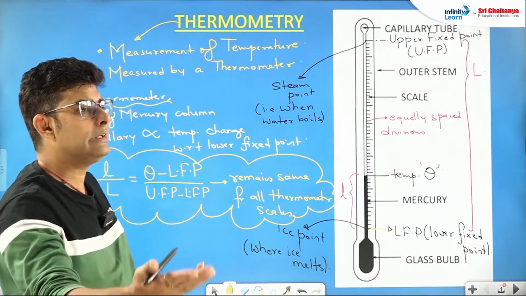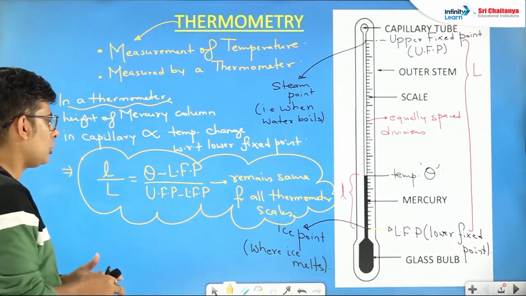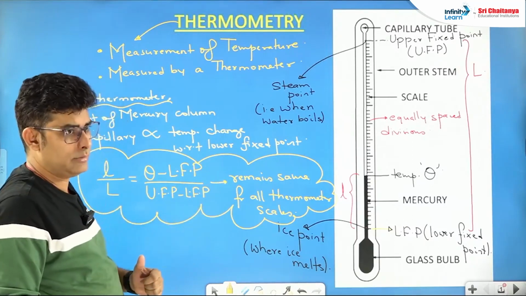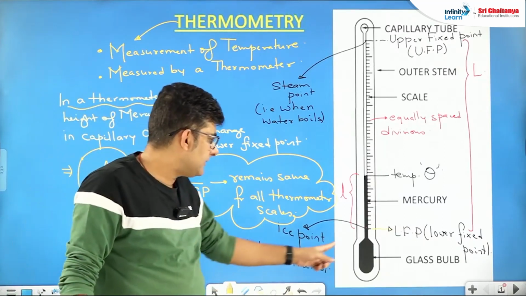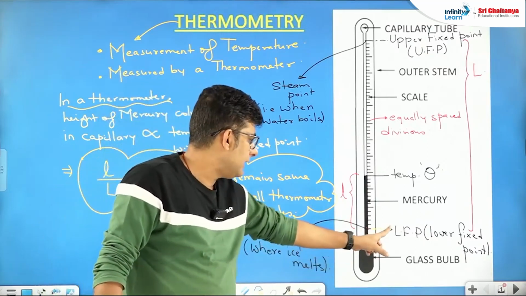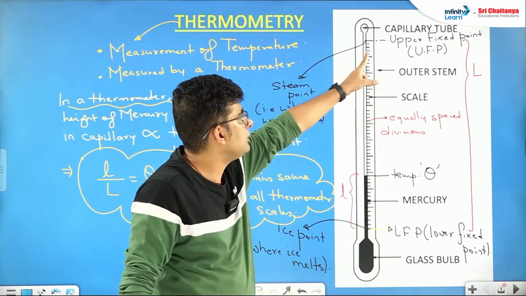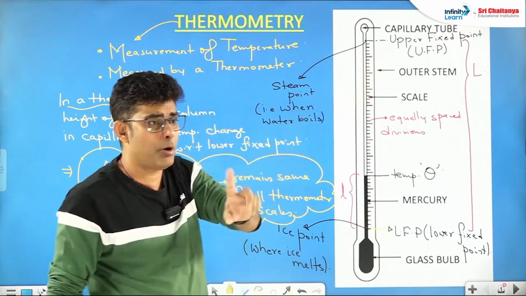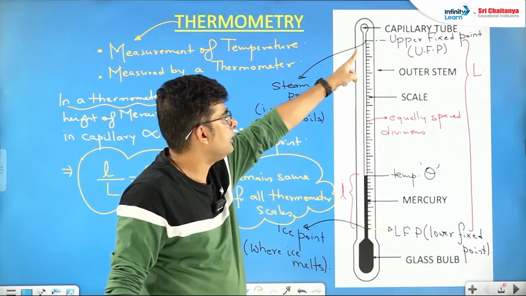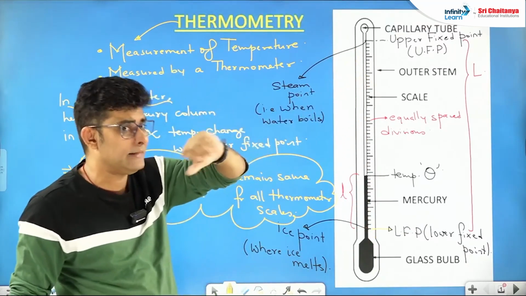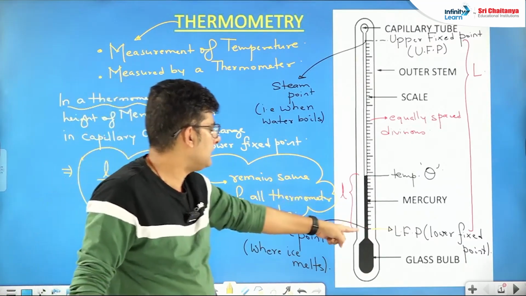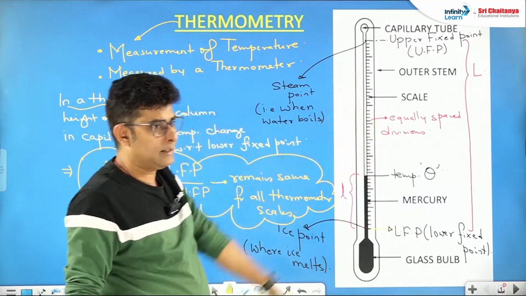So basically I am just converting the units. If I go through different thermometers, I will see that UFP and LFP will be different for different thermometer scales. Generally for Celsius, LFP is taken as 0 degree Celsius and UFP is taken as 100 degree Celsius. I hope all of you know this. Clear? LFP, again repeating, is 0 degree Celsius and UFP is 100 degree Celsius when we take a Celsius scale. But if we change to other scales like Fahrenheit and Kelvin, these values will change. Okay, let's come to that.